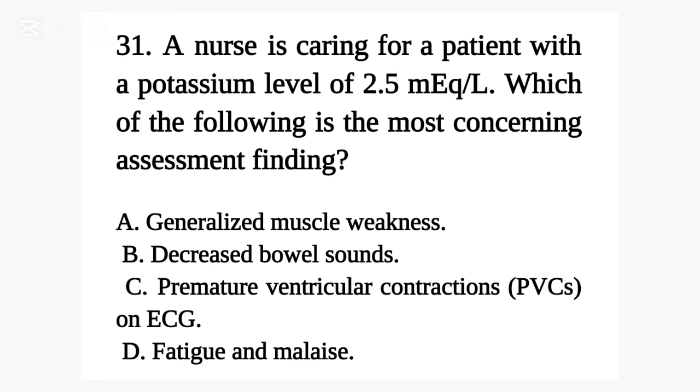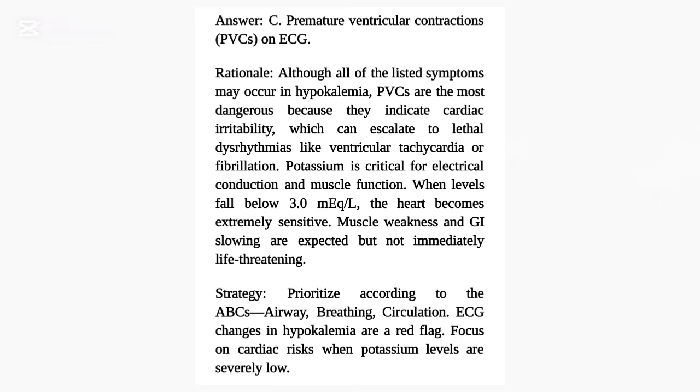31. A nurse is caring for a patient with a potassium level of 2.5 milliequivalents per liter. Which of the following is the most concerning assessment finding? A. Generalized muscle weakness. B. Decreased bowel sounds. C. Premature ventricular contractions, PVCs, on ECG. D. Fatigue and malaise. Answer: C. Premature ventricular contractions, PVCs, on ECG.